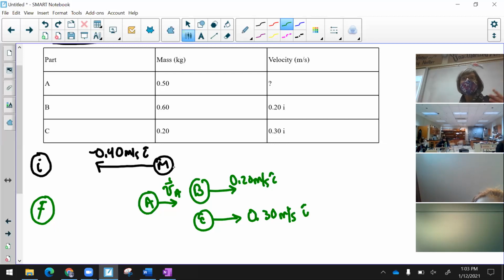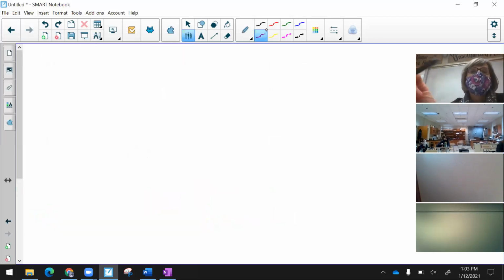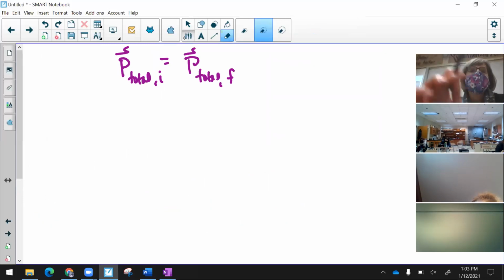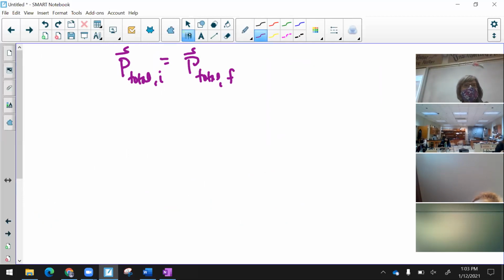We know in our hearts that we want VA to be in the negative direction. That's going to be our reality check after we do the problem. We good? We got it? All right. Because this is a closed isolated system, I can say that the total momentum initially has to be equal to the total momentum finally. I myself, in my heart, know those are capital P's. You may not know that, so I'm just writing total.